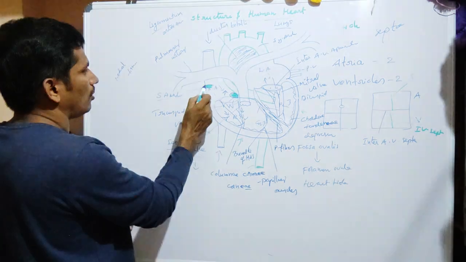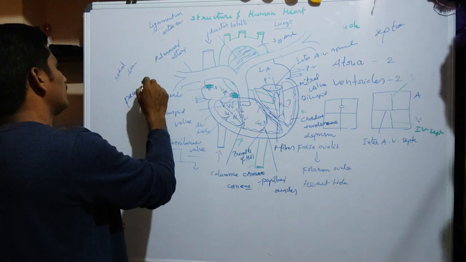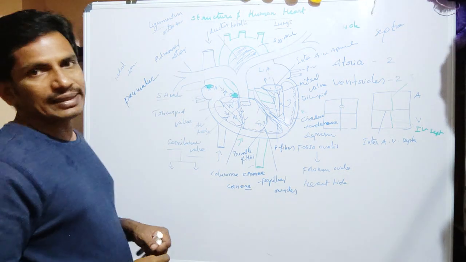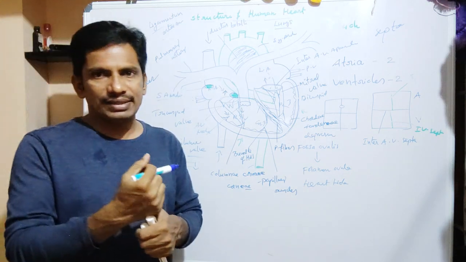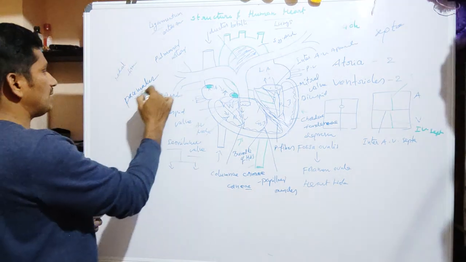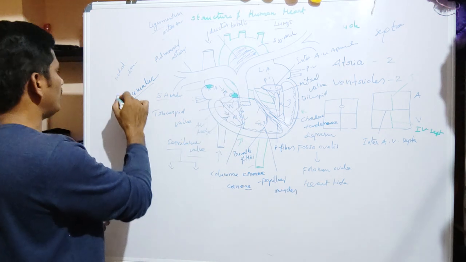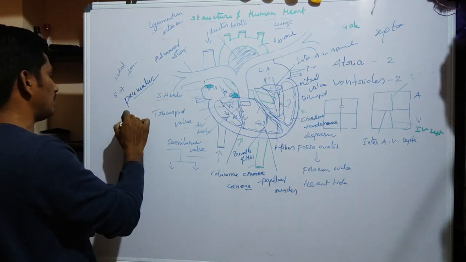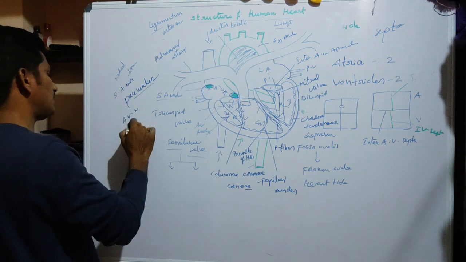Moreover, the SA node is called the pacemaker. It means it regulates the heartbeat, that is, contractions and relaxations. That is called a pacemaker. It regulates the rhythm. The SA node is the pacemaker, and the AV node is called the pace setter.